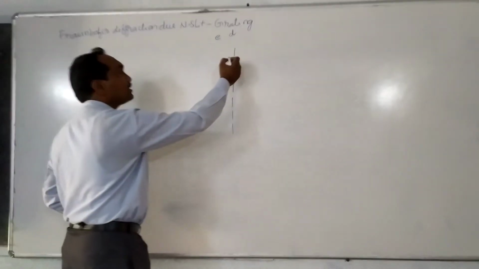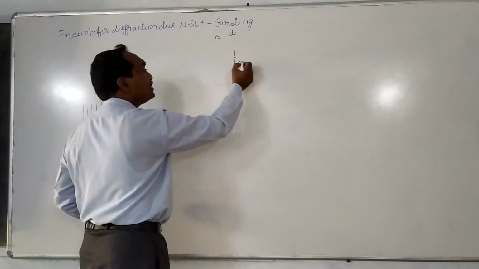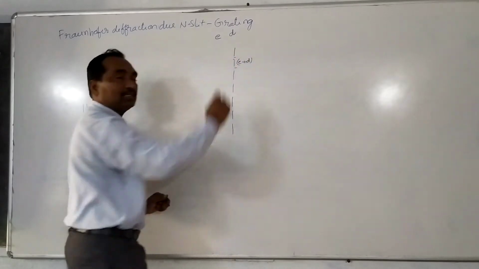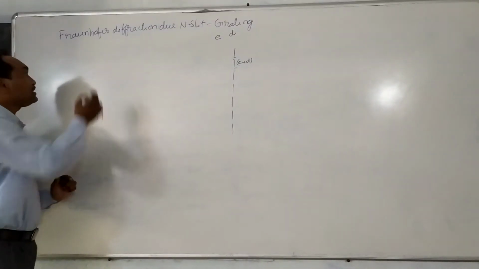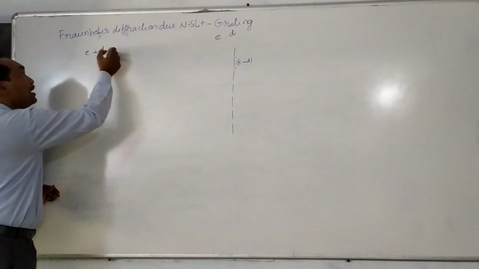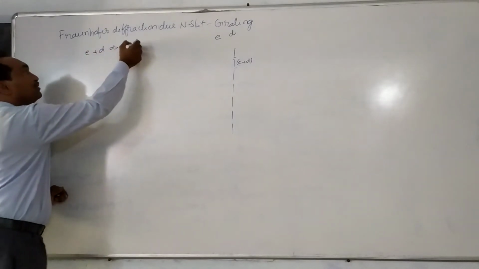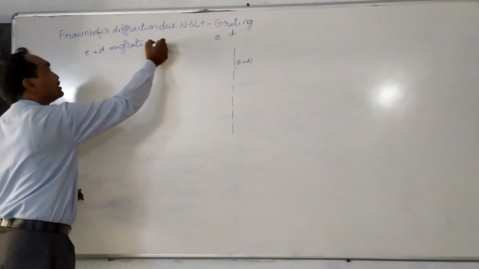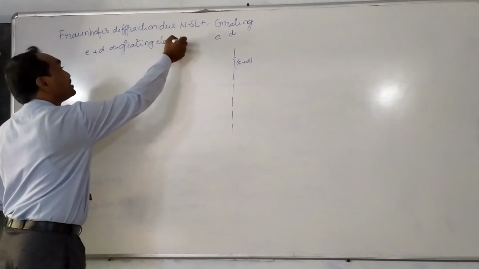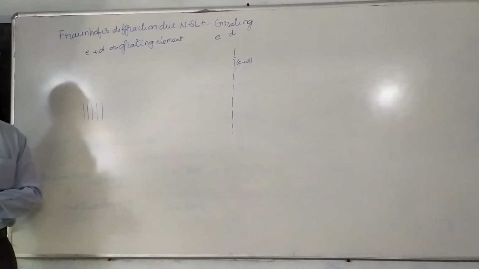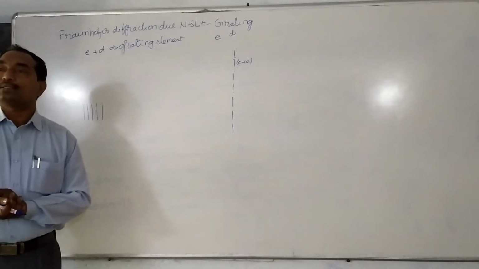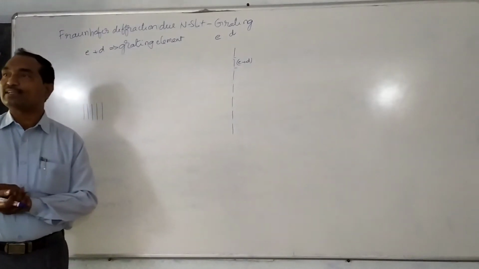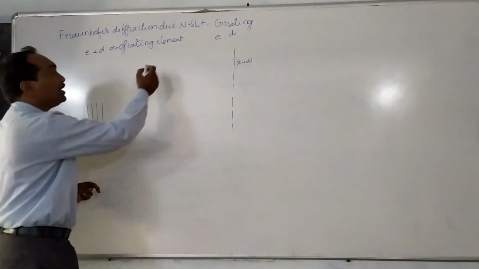Then the distance between the centers of the two slits is equal to how much? That is e plus d. Am I right? Already we discussed this in the double slit experiment. This e plus d is called the grating element. Now we are discussing Fraunhofer diffraction, so the wavefront is a plane wavefront.